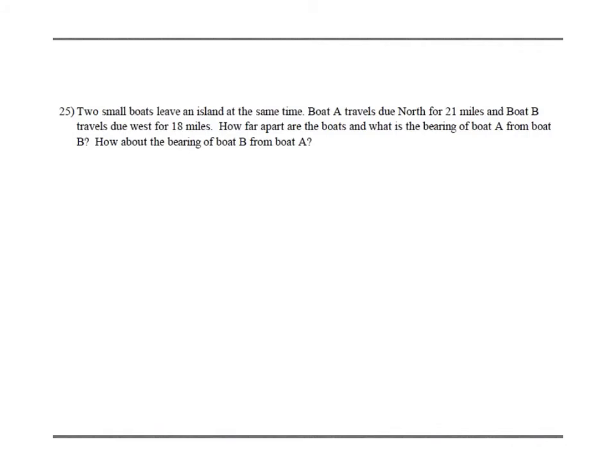Okay, number 25. Two small boats leave an island at the same time. Boat A travels due north for 21 miles. All right, so here's my island. Here's my little island, right? And it travels due north for 21 miles. Okay, this is boat A. Now, boat B leaves the same island and travels due west for 18 miles. Okay.